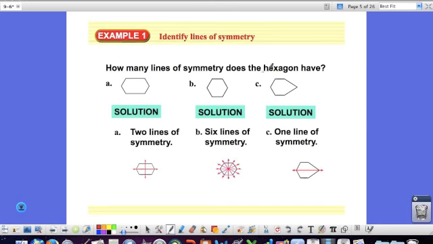So how many lines of symmetry does the hexagon have? This hexagon has 2 lines of symmetry, basically a vertical line and a horizontal line. This regular hexagon has 6 lines of symmetry. My drawing's bad there, but you can see them here. And this figure C has just 1 line of symmetry.